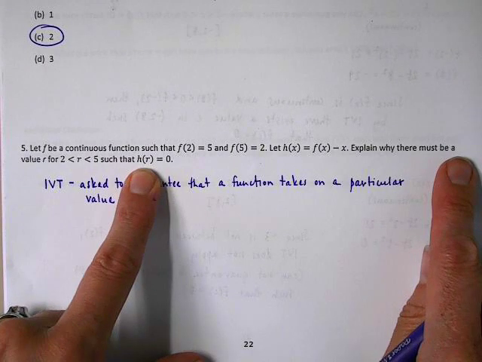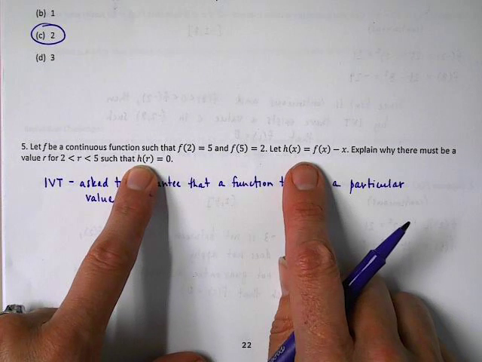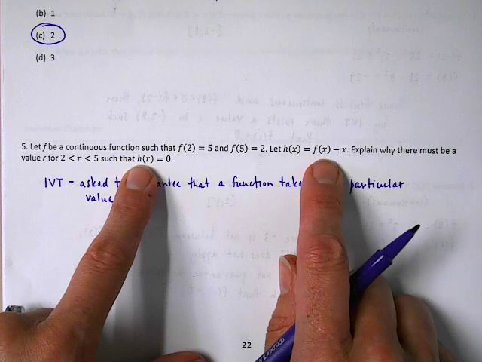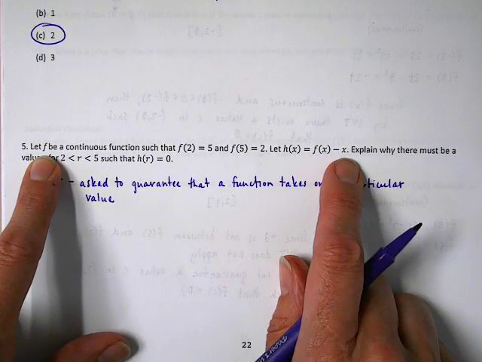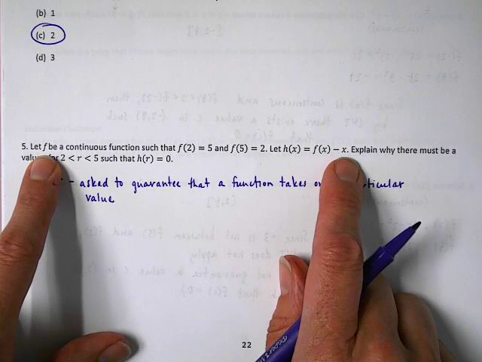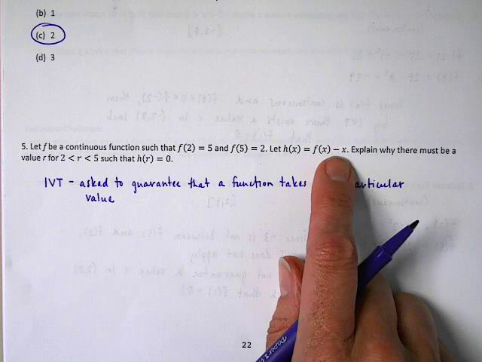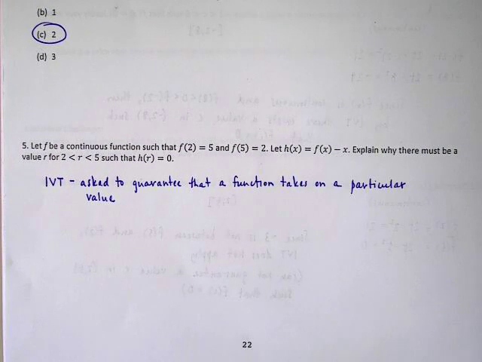Now we're looking at h, this function h. And my question is whether it's continuous. So here I have a difference of two functions. My first function is f, which they tell us is continuous. I know the function x, that's just a linear function, is continuous. Since the difference of two continuous functions is continuous, I know that h is continuous. So far, so good.